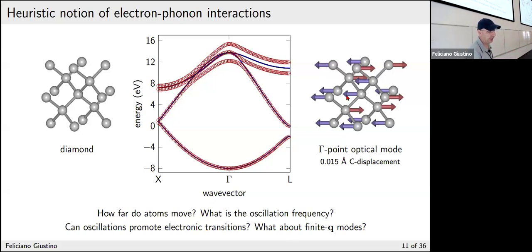And the last thing is that this distortion is, you take a unit cell, you make a distortion, and you repeat the calculation.